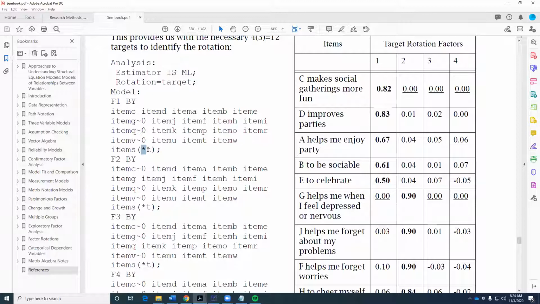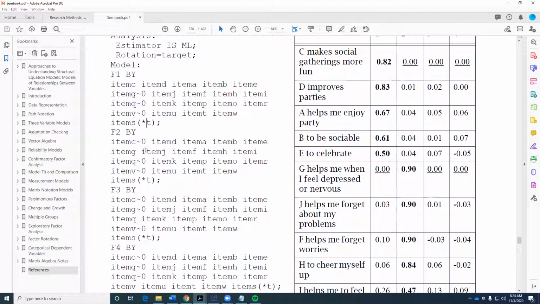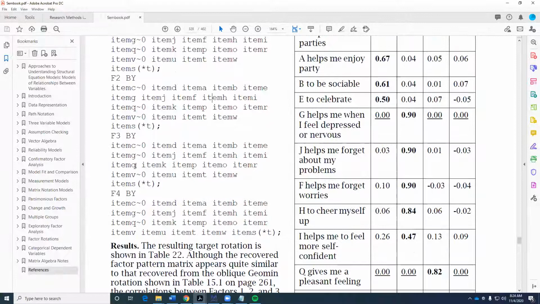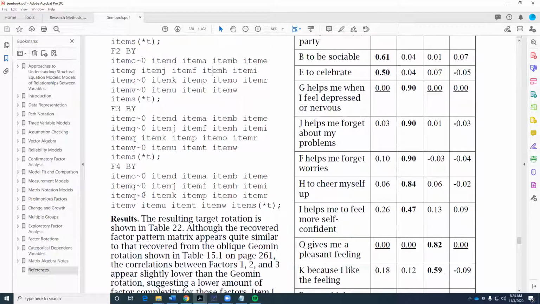And the end of that factor loading has to have this little bit of syntax of a left paren star t right paren. And that's just a way of telling the computer program, by the way, this particular factor contains target information. And secondly, I can do that for the second factor, saying this first item has a target of 0, but freely estimate the rest of these. And the third factor, the same thing. And the fourth factor has free loadings down there.